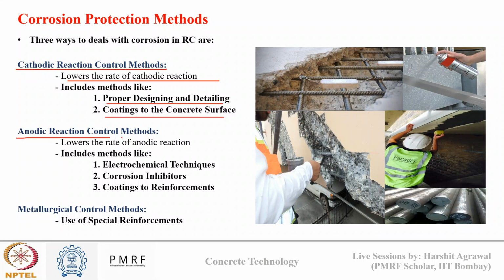Okay, then there is anodic reaction control method, which slows down the rate of anodic reaction, that is Fe converting into Fe2+. Okay, so this includes electrochemical techniques like impressed current cathodic protection or sacrificial anode cathodic protection. It includes corrosion inhibitors, okay, which are applied and form a coating over the steel surface. Okay, and there are coated reinforcement, epoxy coated bars, cement coated bars, and all those things.